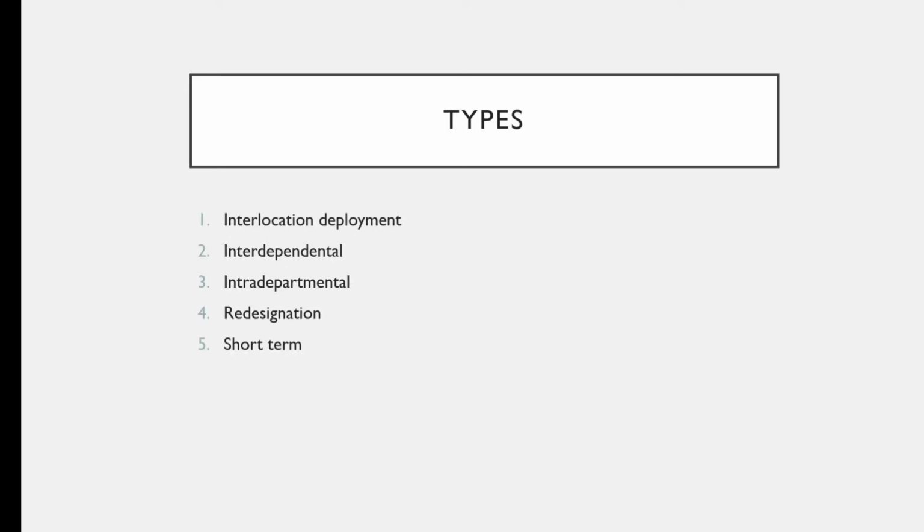Then what are the types? Interlocation deployment, interdepartmental deployment, intradepartmental, redesigning, short term. Interlocation deployment means shifting or relocating staff from the current main branch of the organization to a new location.